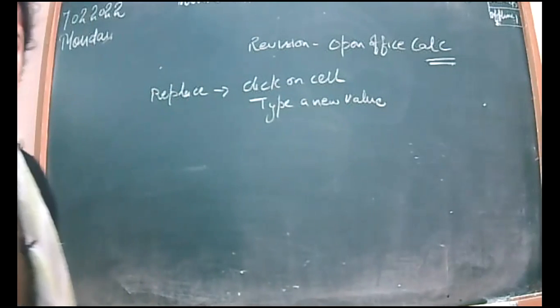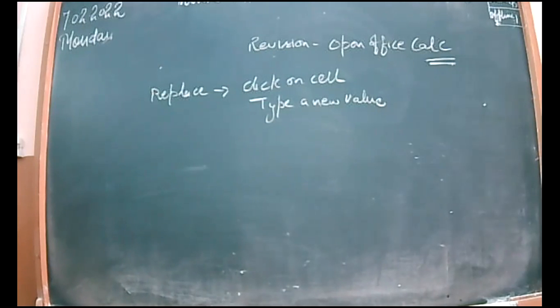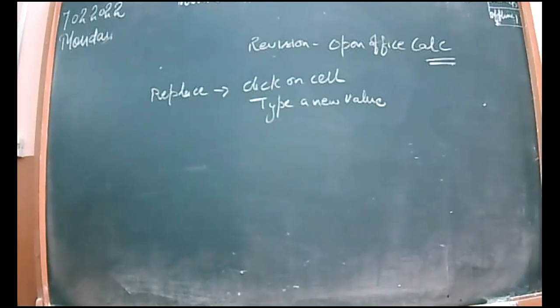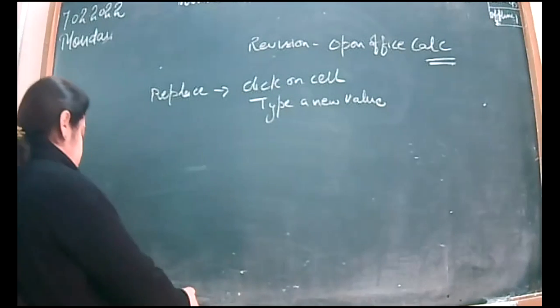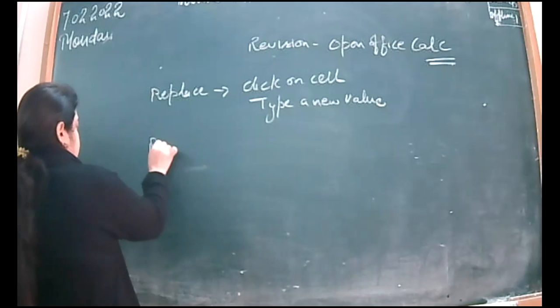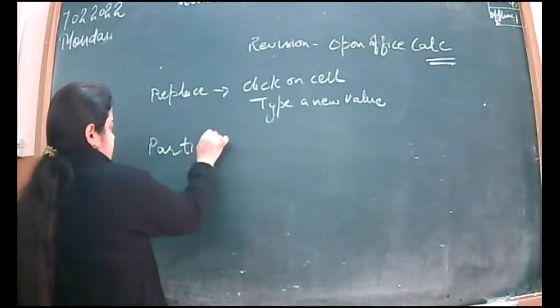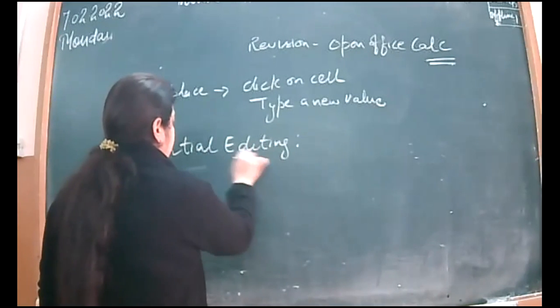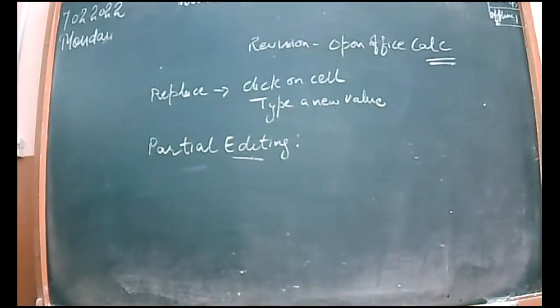Okay, aapko sirf cell ke upar click karna hai jisme already data hai. Type the new value. Purani value ko erase karne ki zarurat nahi hai. That will automatically be replaced. Partial editing means when you want to make changes in the existing value. Aapko existing value mein changes karni hai.